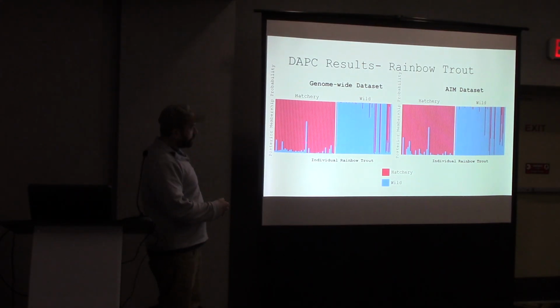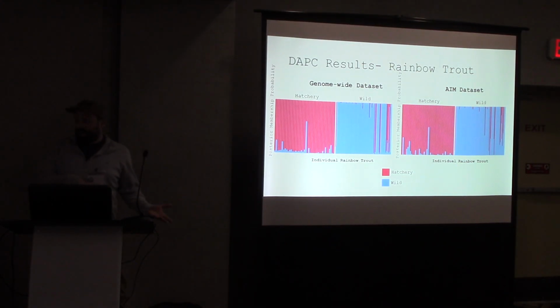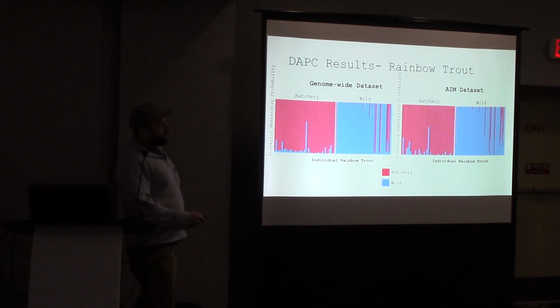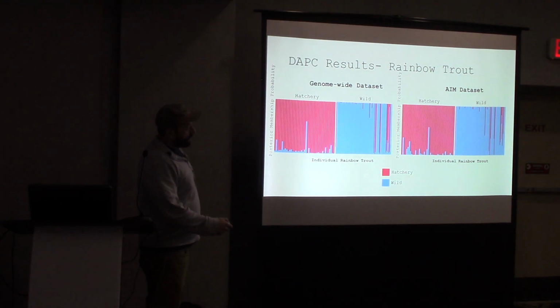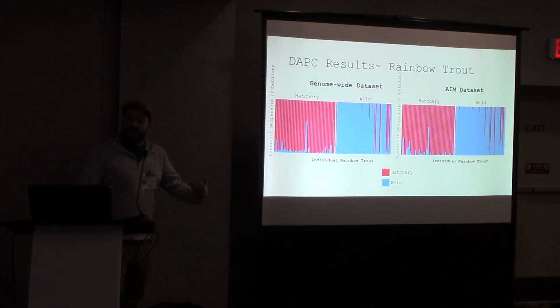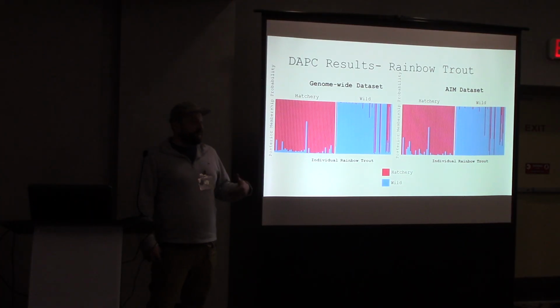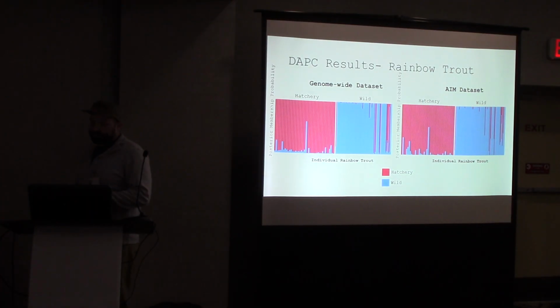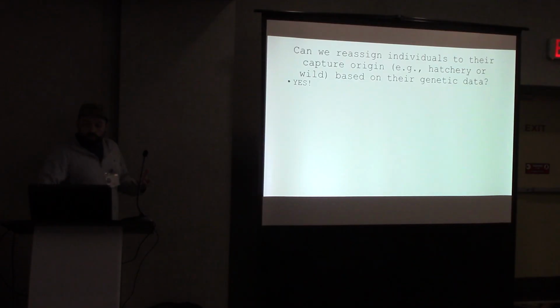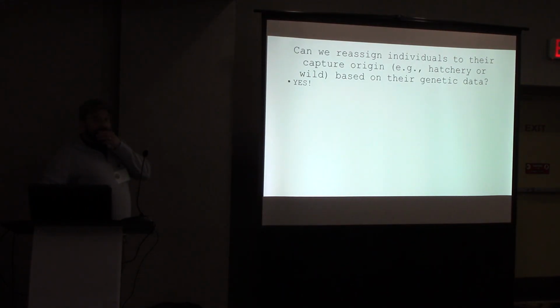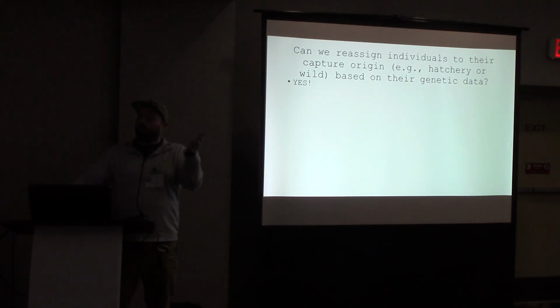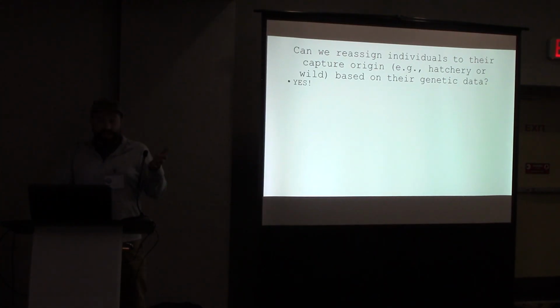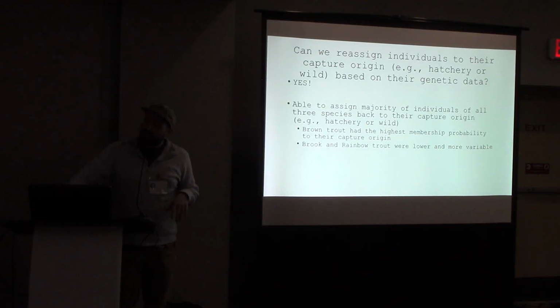at least definitely from the hatchery, have very high probability of being a hatchery fish, which makes sense. But again, we see some individuals here that were captured in the wild that have high probability of assignment back to the hatchery population. Ergo, they are likely hatchery fish that we recaptured in the wild. Okay. So we can reassign them back to their population of origin based on the genome-wide and the ancestry informative data set. Ancestry informative is better, as you might expect, right?